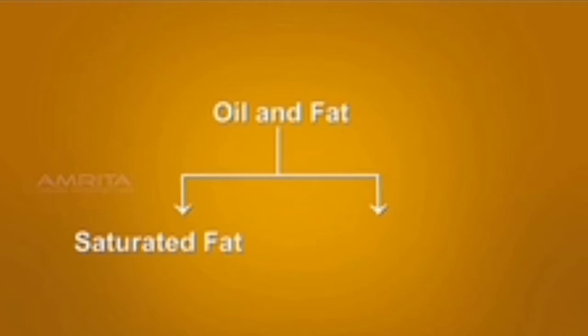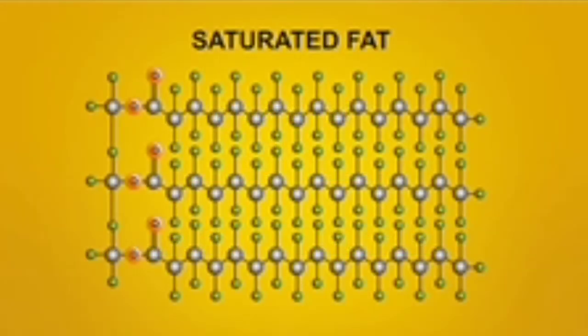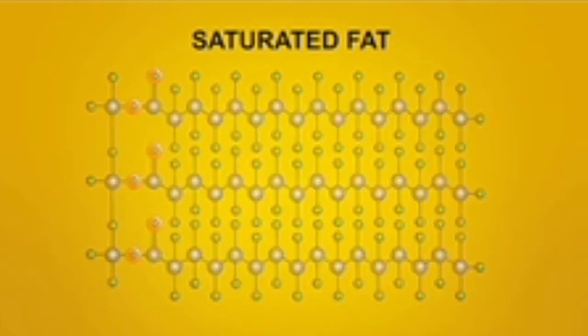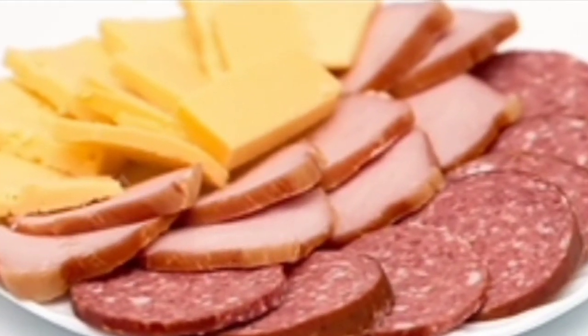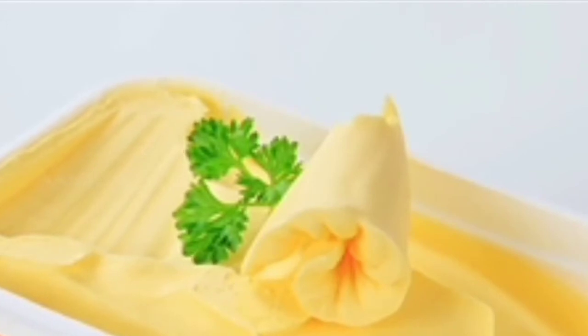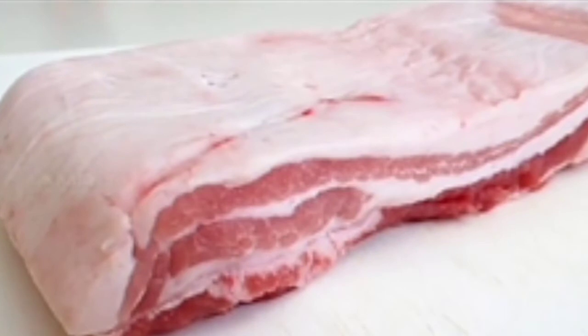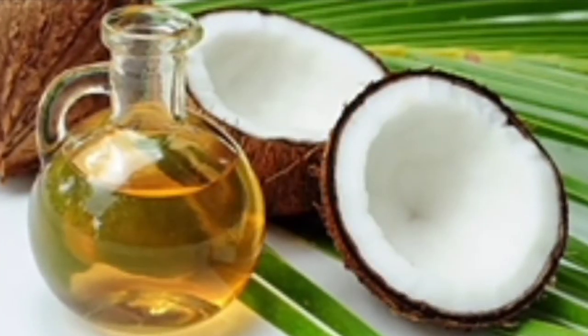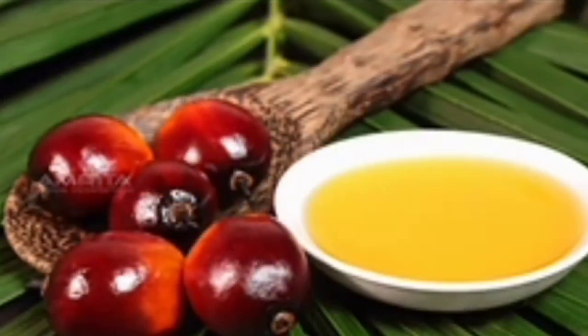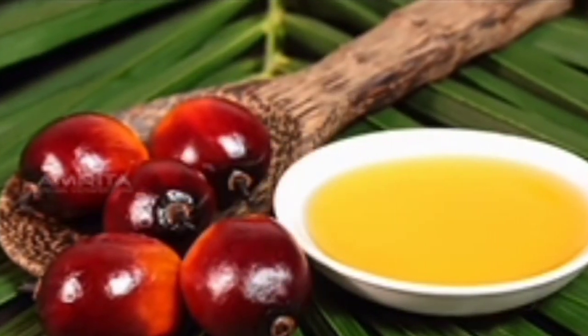Fats and oils may be saturated or unsaturated. Saturated fats contain only single bonds within the carbon chain. Saturated fats are of animal origin and are usually present in the solid form. Examples are meat fat and butter. Coconut oil and palm oil also contain saturated fat.